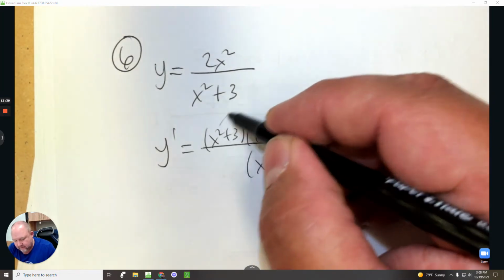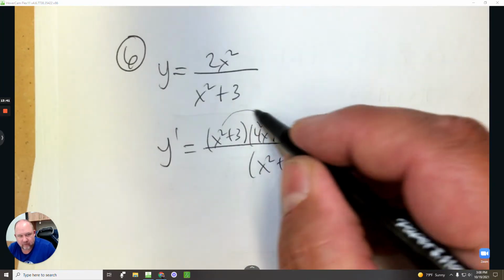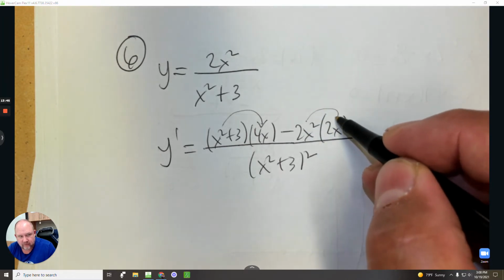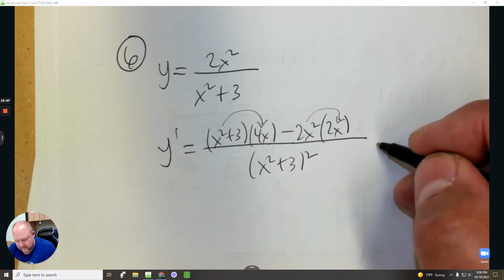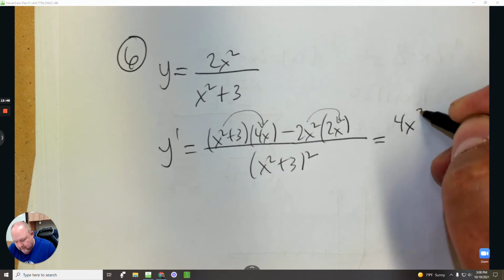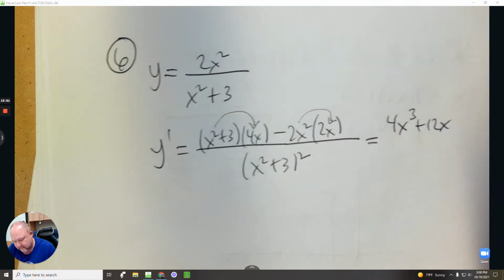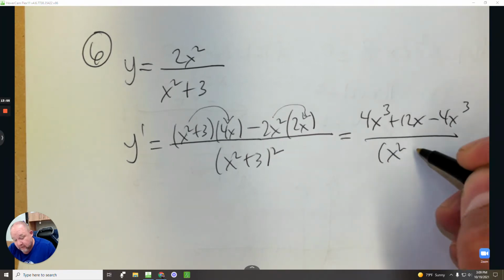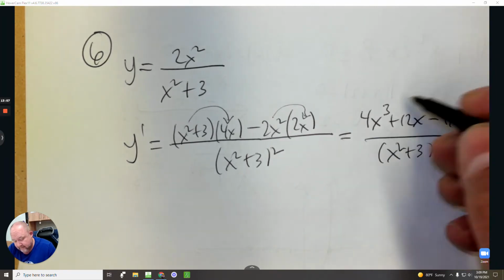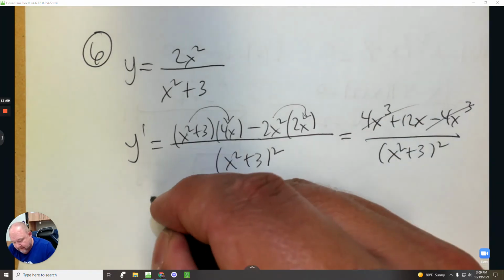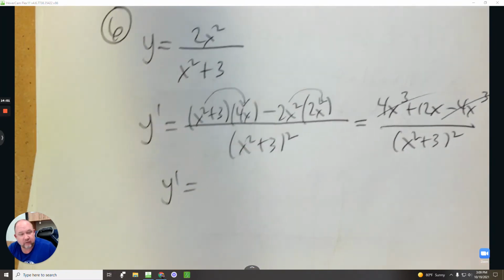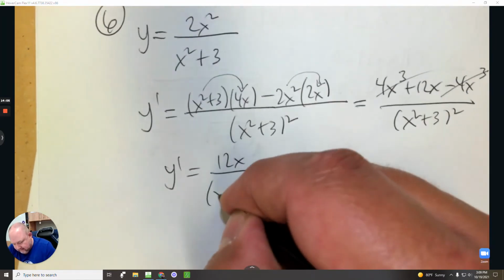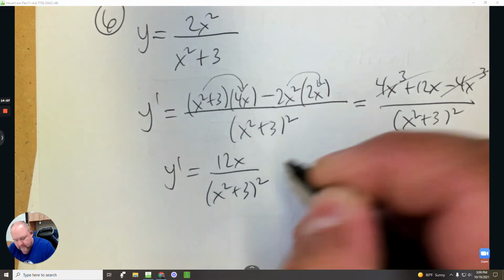If I go x squared times 4x, that's 4x cubed. If I go 2x squared times 2x, that's 4x cubed. Let me show it to you. So this is 4x cubed plus 12x minus 4x cubed. I just want to show you that it does simplify, that this crosses out, and that really the derivative is just 12x over x squared plus 3 squared.